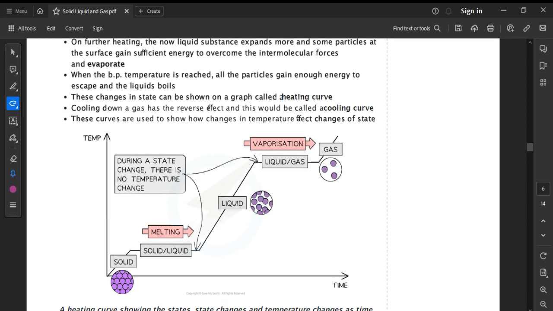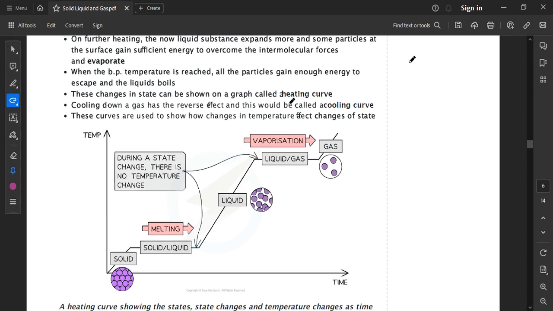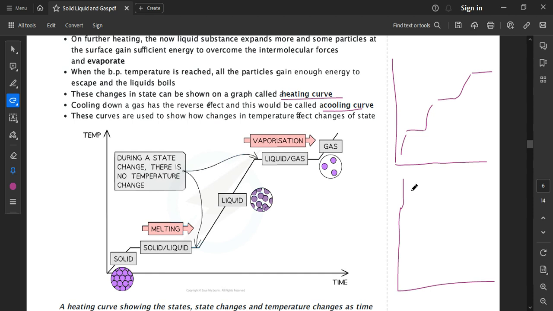So let me just quickly draw. We have two curves over here, as mentioned, a heating curve and a cooling curve. So let's draw this. Here, this like stairs going up is a heating curve, and another curve we have here is like stairs coming down. That's our cooling curve, and the stairs going up is our heating curve. Let's look at the heating curve.